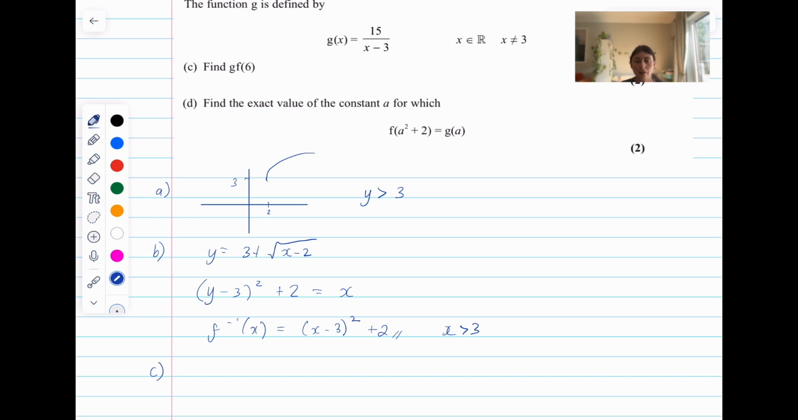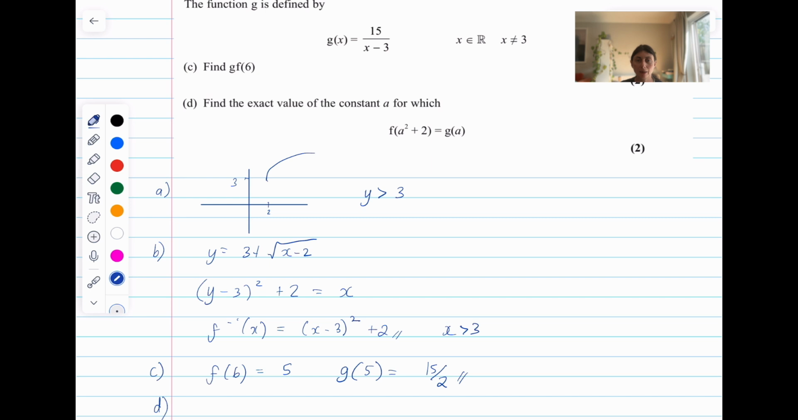C, we have another composite function, g f of 6. Again, you're welcome to start with the inside, breaking it down by doing f of 6 first, and then we can do g of 5. Answer can be left as a fraction.